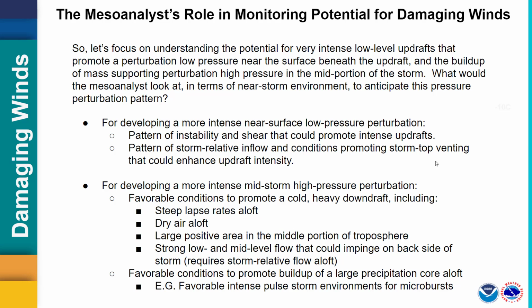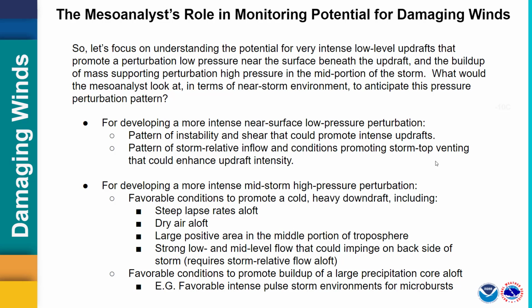So let's focus on understanding the potential for very intense low-level updrafts that promote a perturbation low pressure near the surface beneath the updraft, and the buildup of mass supporting perturbation high pressure in the mid-portion of the storm. What would the mesoanalyst look at in terms of near-storm environment to anticipate this pressure perturbation pattern? Well, for developing a more intense near-surface low-pressure perturbation, we would want a pattern of instability and shear that could promote intense updrafts. Either very large low-level CAPE, or you could have smaller CAPE but with more intense low-level vertical shear. Also a pattern of storm relative inflow and conditions that promote storm top venting that also could enhance updraft intensity.